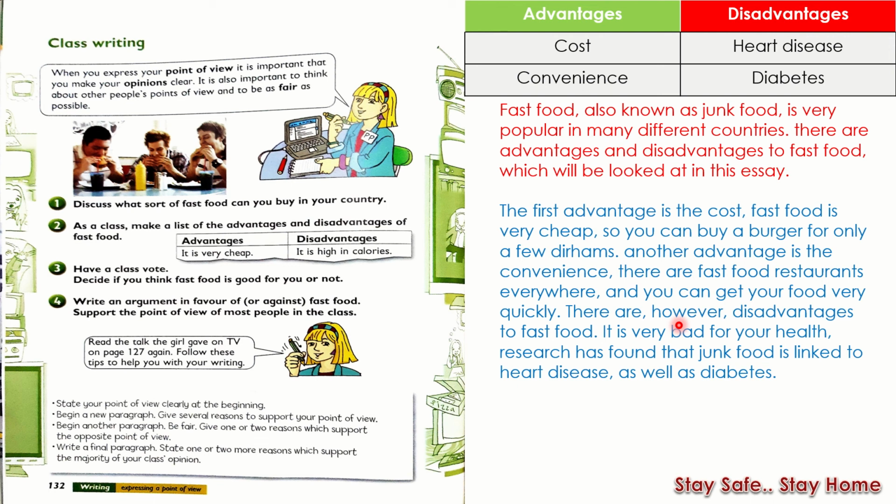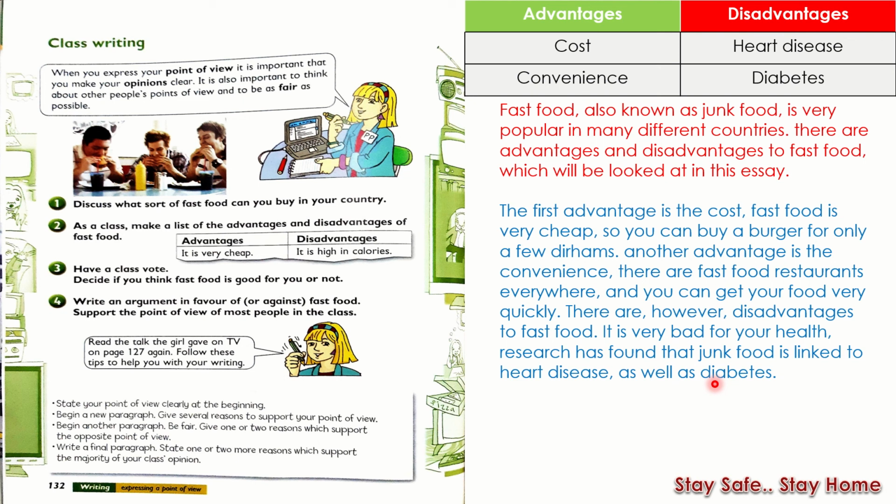Or I might say, on the contrary, there are disadvantages. But I have chosen one word, which is "however." There are, however, disadvantages to fast food. It is very bad for your health. Research has found that junk food is linked to heart disease as well as diabetes. So, as you can see here, guys, I am giving the disadvantage and I am explaining it.